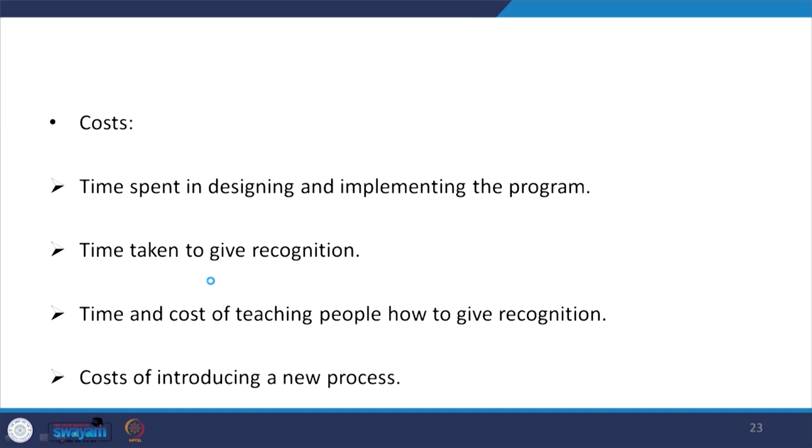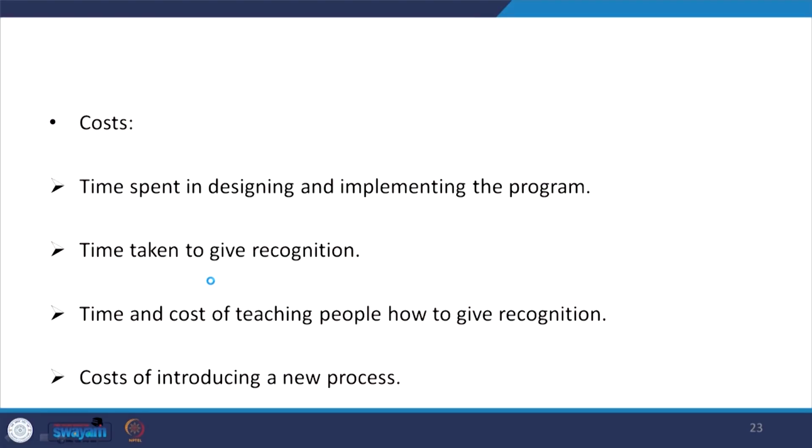Time and cost of teaching people how to give recognition becomes very important, that is, the time and cost of teaching the people involved is also to be taken into consideration in the cost. And the cost of introducing a new process. Naturally, when you do the whole exercise, you come out with a new model, and when you come out with the new model, you want to introduce a new process, and there will be a cost for the new process. So, definite cost will be there for introducing a new process.